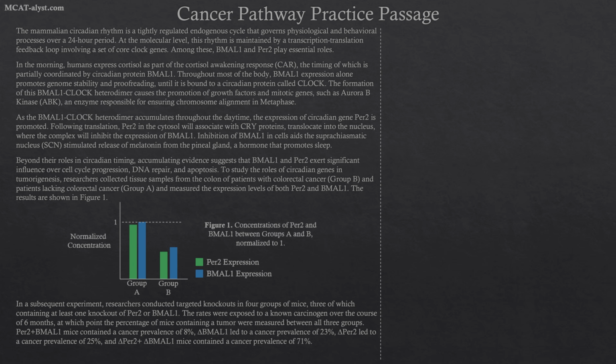So the passage starts off with talking about this mammalian circadian rhythm. It's a tightly regulated endogenous cycle, that's one of those words that you can highlight if you want, that governs physiological and behavioral processes over a 24-hour period.